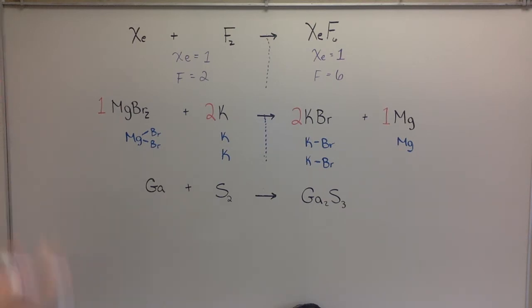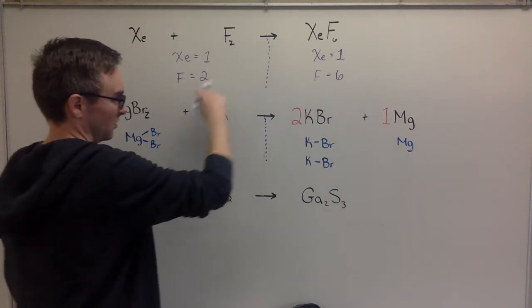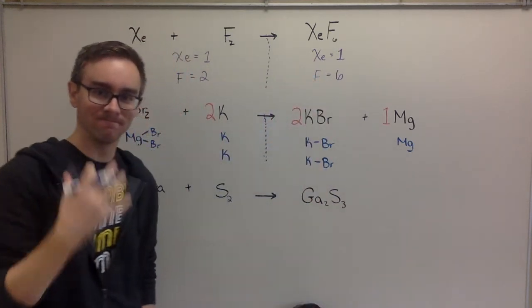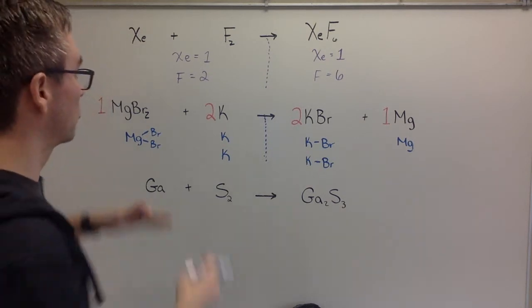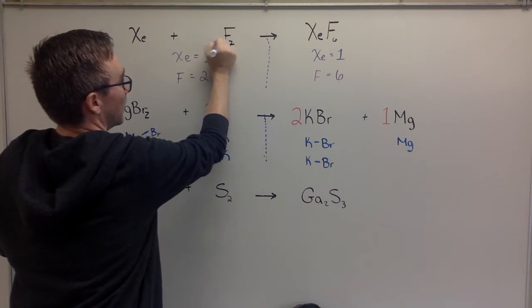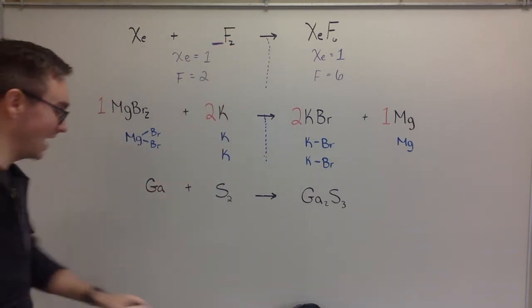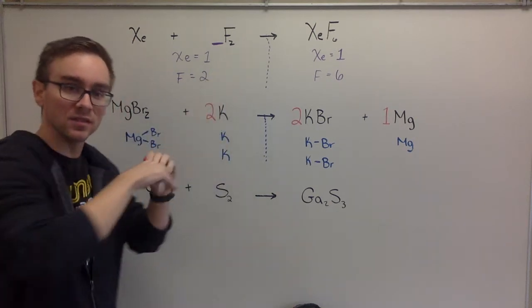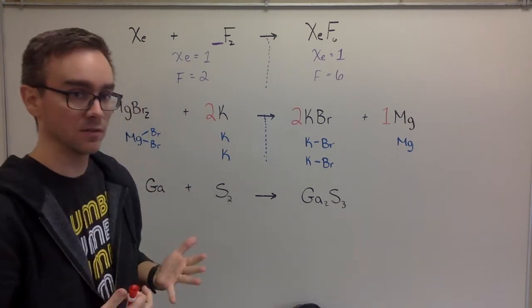All right, so now we need to make sure it follows the law of conservation. Started with 1, ended with 1. Started with 2, ended with 6. Doesn't work. All right, and so what I need to do is add a coefficient. More specifically, I need to add a coefficient here, which goes in front. I need to add a number right there to do this. I cannot change the subscript. Cannot change the subscript, because that is something else.